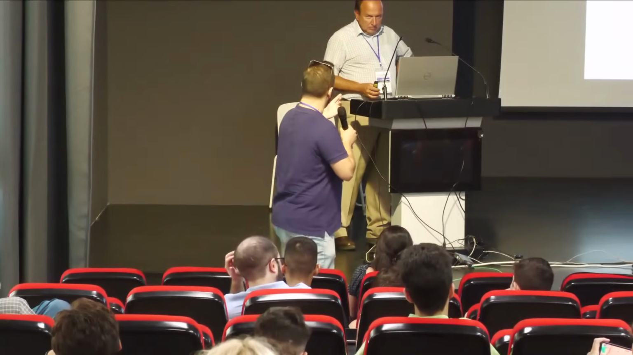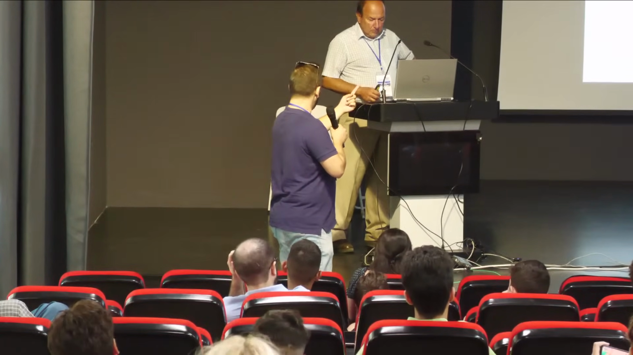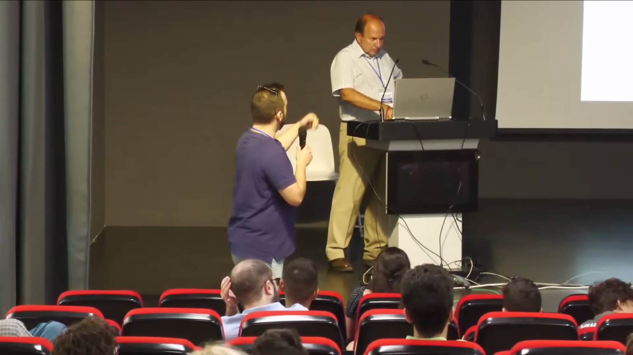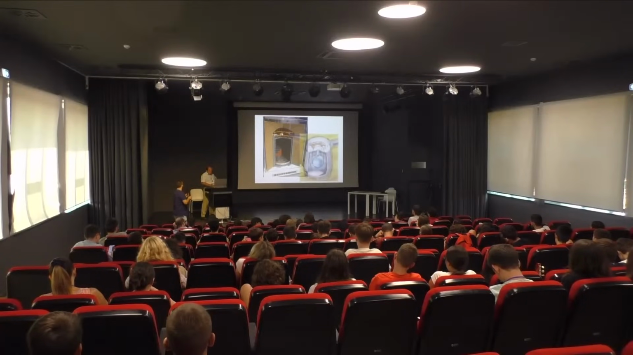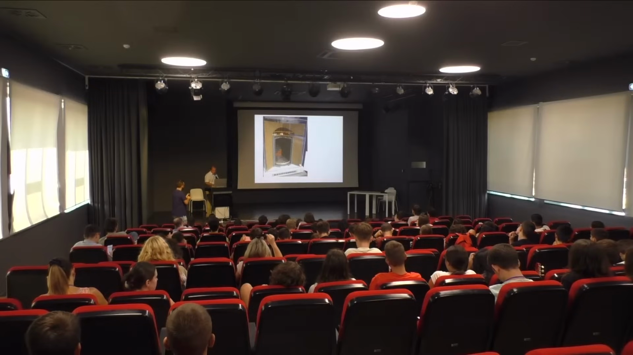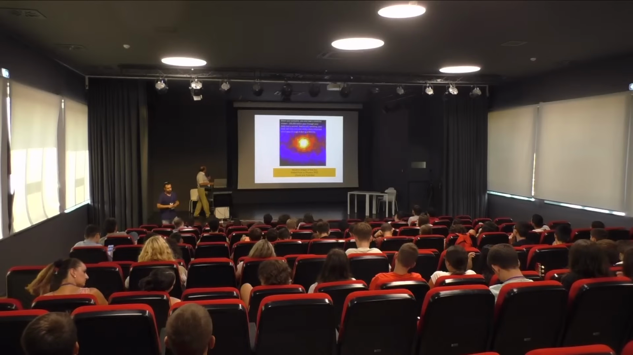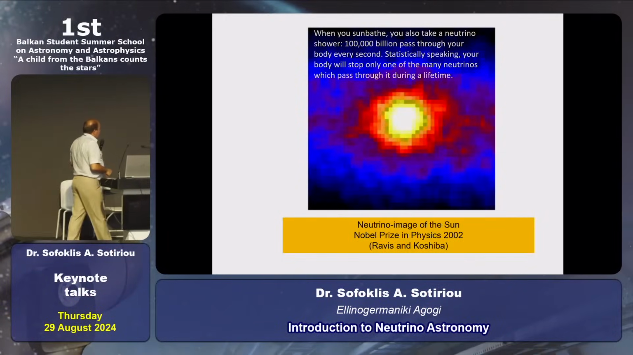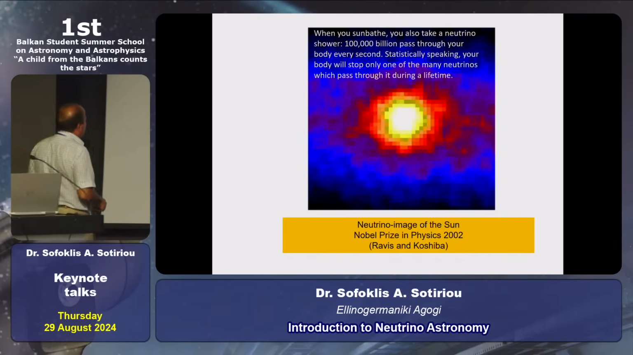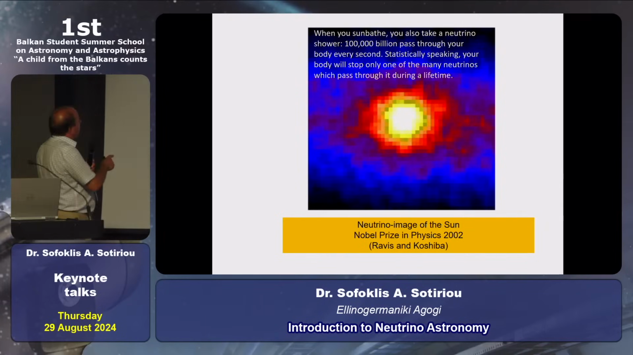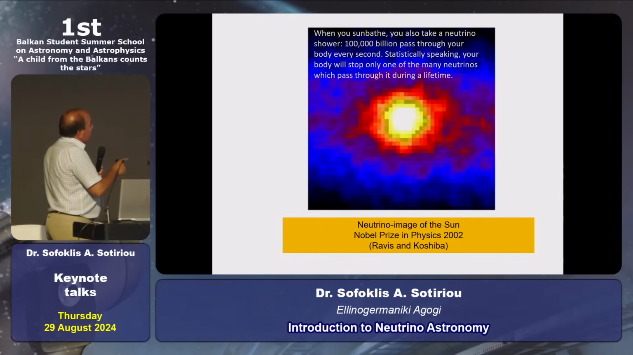So, Dr. Soteriou, you have Kamiokande there, I saw. So you will see the first neutrinography here of the sun. I leave it to you. Yeah, this is, let's say, another Nobel Prize awarded back in 2002. This is a neutrino image of the sun.